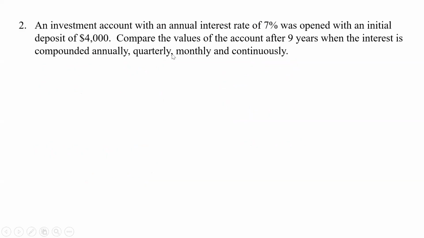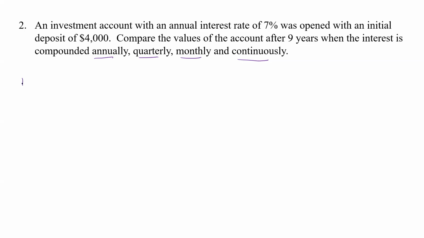All right, so this one's going to be a little more complex. So we have an investment account with an annual interest rate of 7% opened with an initial deposit of $4,000. Compare the values of the account after 9 years when the interest is compounded. So we're going to have to compound it annually, quarterly, monthly, and continuously. So we're going to have a bunch of different values we're actually going to have to calculate.